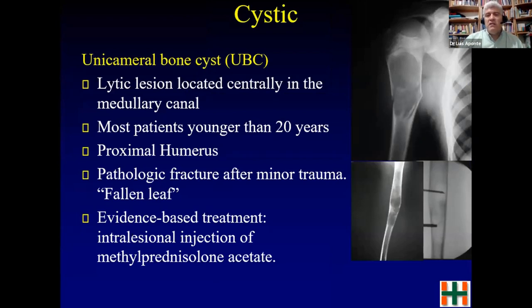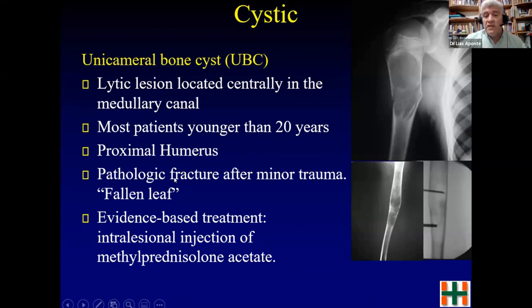So now we have cystic lesions. There's a main difference, because although we saw lytic lesions in the X-ray, these are really cystic lesions with liquid. And why is the difference? Because with this, you can make the diagnosis with the fracture. Here, these little lesions that are central, like the Langerhans disease or like the fibrous dysplasia, most patients are younger, it's the same, proximal limb is the same.